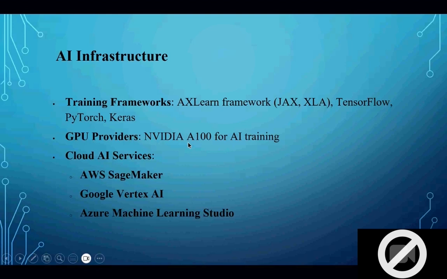For example, this one, NVIDIA A100. That's a high performance graphics processing unit, which is designed specifically for AI training, machine learning, and high performance computing kind of workloads. Because again, AI models, especially deep learning models like neural networks, require massive amounts of math and parallel processing. And CPUs cannot handle this efficiently at scale. So that's why we use GPUs like this one.